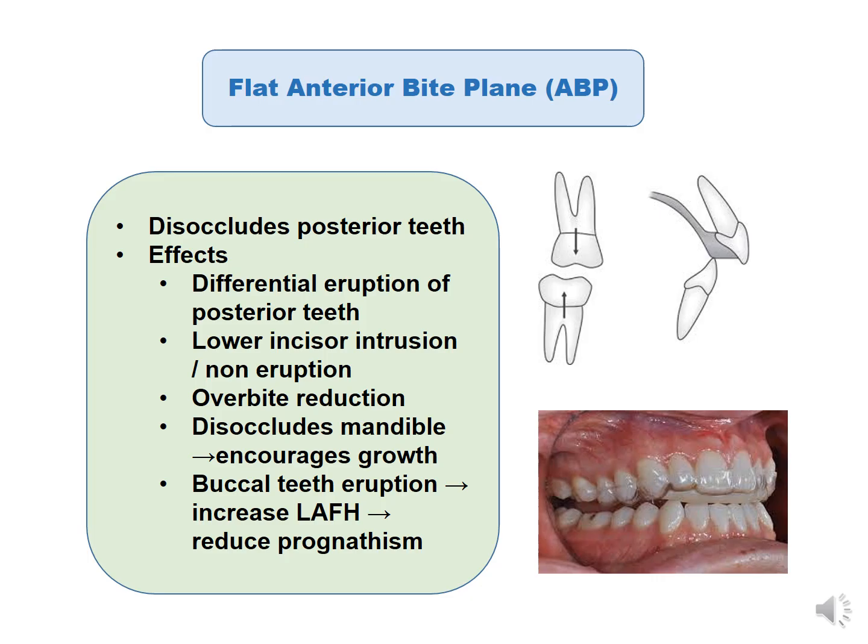The disocclusion of the mandible also encourages growth of the mandible, and with the buccal teeth eruption there is an increase in the lower anterior facial height, which tends to reduce mandibular prognathism.